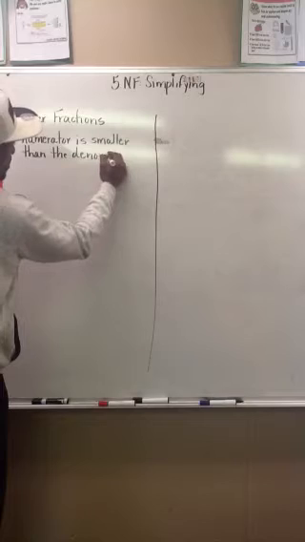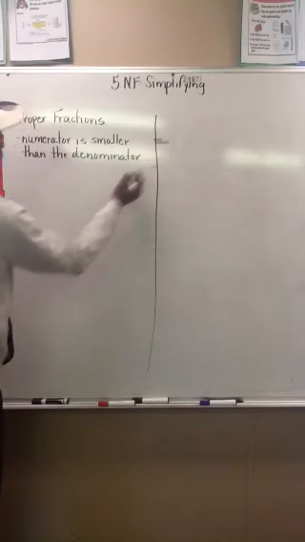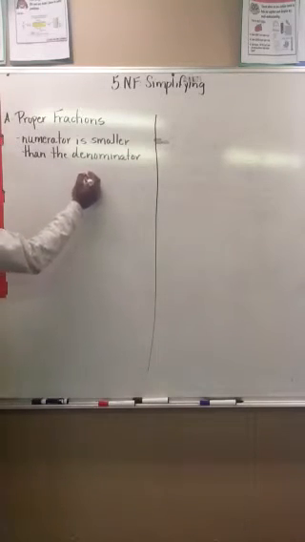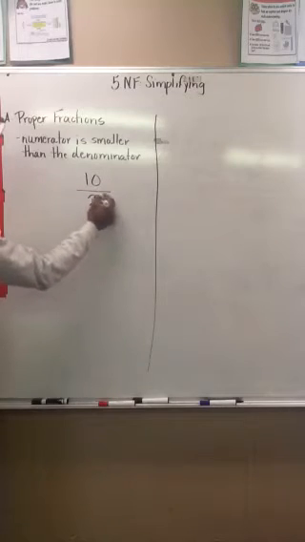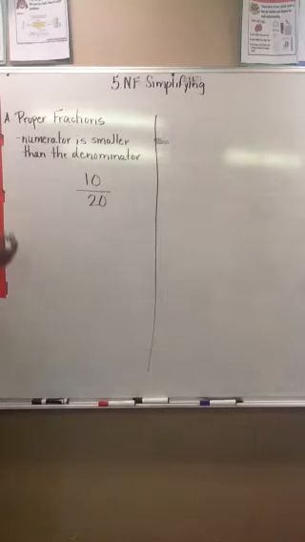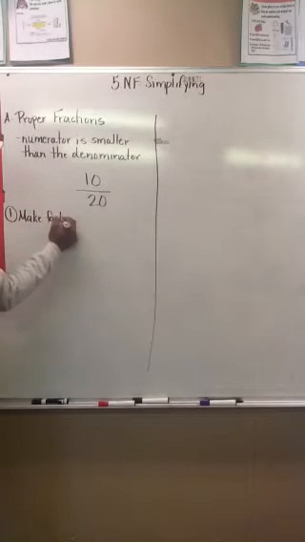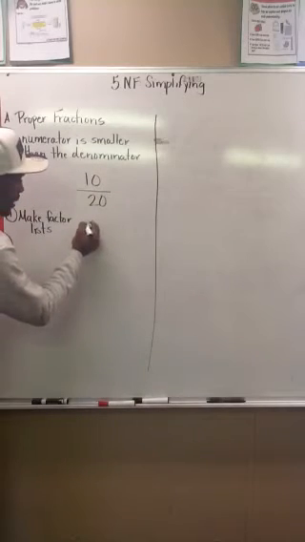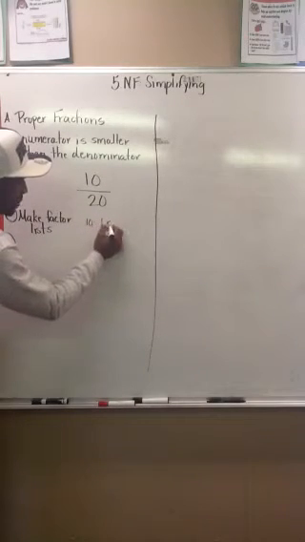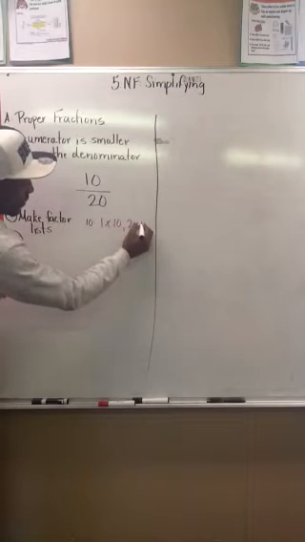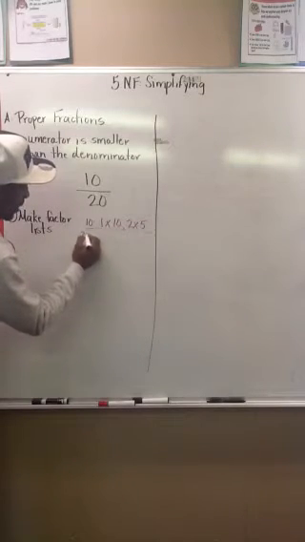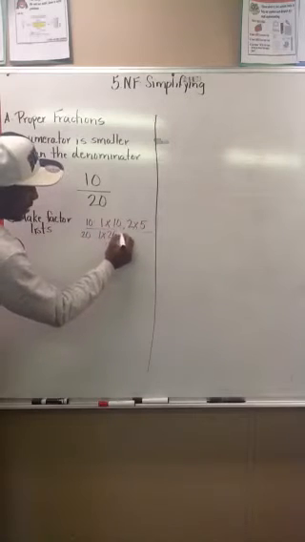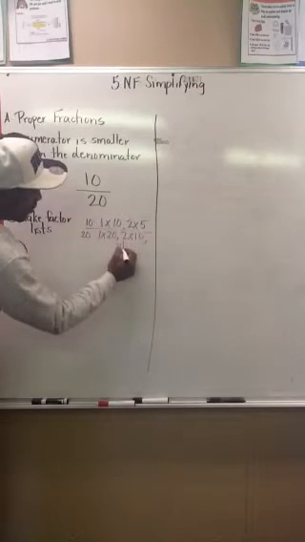Okay? So if I gave you something like 10 over 20, and I said simplify this, all you do, first you want to make factor lists. And factors are simply what numbers multiply together to give you 10 and 20. So 1 times 10 and 2 times 5. And if I do it for 20, 1 times 20, 2 times 10, and 4 times 5.